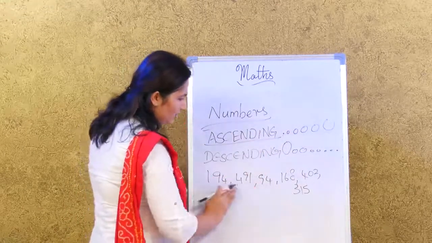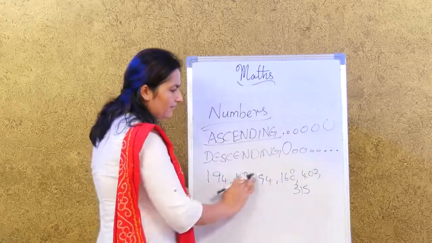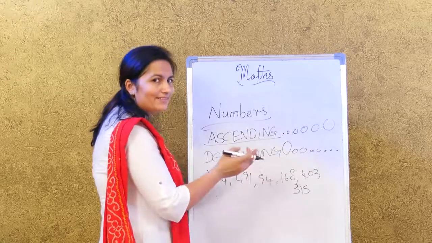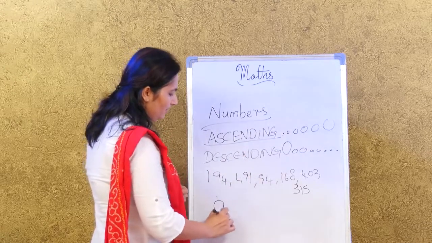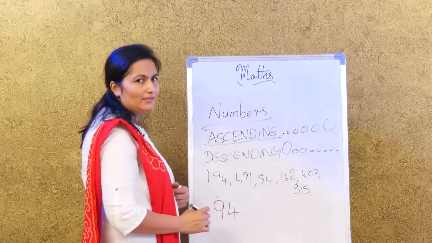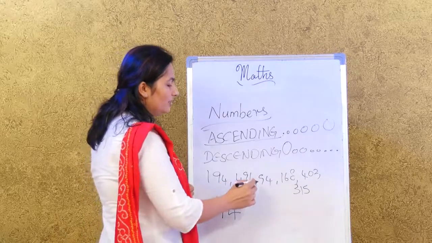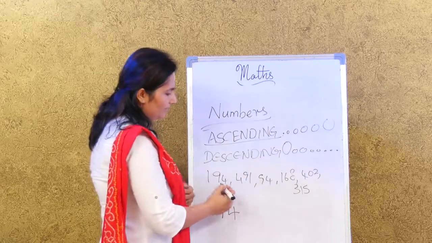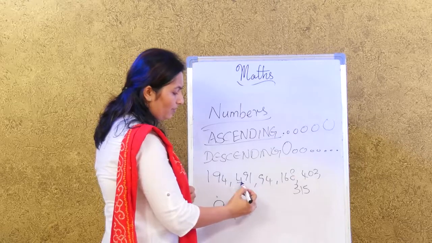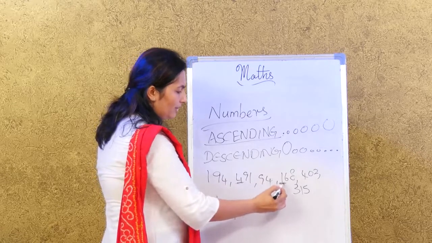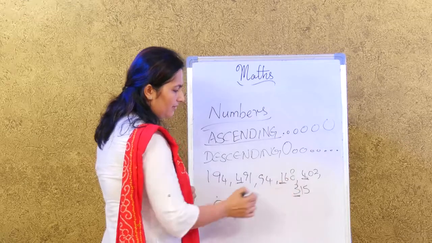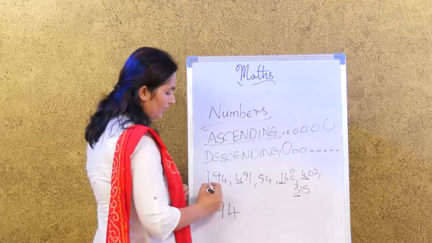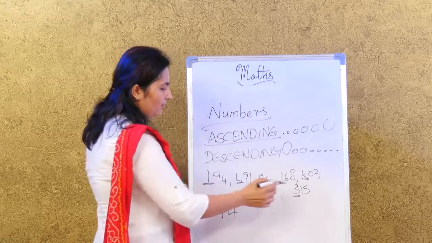So, what is the smallest one here? Everything is a 3-digit number. There is only one 2-digit number. So, obviously the 2-digit number is the smallest. So, we will start with the 2-digit number 94. Then we find which is the smallest of the 3-digit numbers. Look at this. This is 400, this is 100, this is 400, this is 300. Oh, there is one more 100. So, let us take the two 100s, this one and 194 and 168.